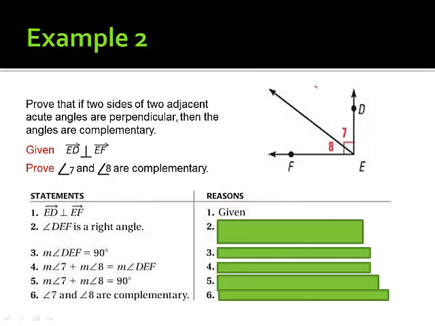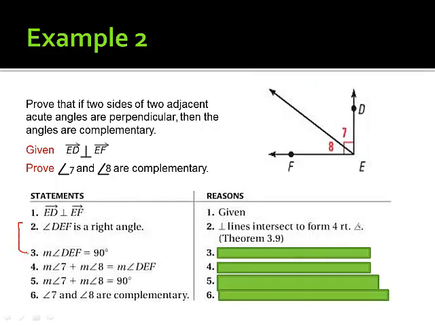But how do we know that angle DEF is a right angle? Well, from a previous theorem, if two lines are perpendicular, they're going to form four right angles. So perpendicular lines intersect to form four right angles. Now, if we have established that DEF is a right angle, how do we know that DEF's measure is 90 degrees? Well, that's what the definition of a right angle states, that if you have something that's a right angle, it measures 90 degrees.